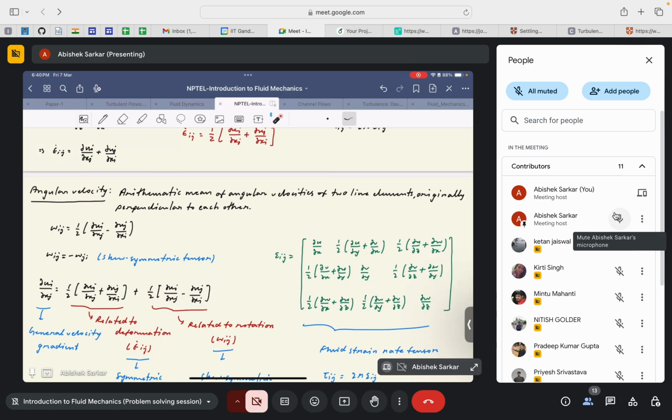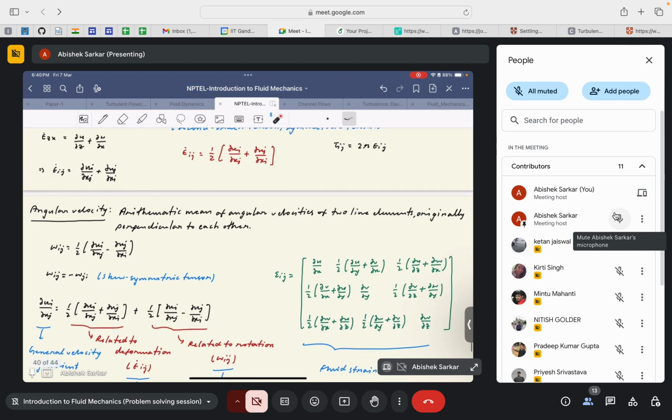And once you derive it, as it was done by Prof. Chakraborty, we find that it is denoted as omega ij. It is written as half of dou ui by dou xj minus dou uj by dou xi. Okay, it's similar to epsilon dot ij, but it's just replaced by a minus sign here.